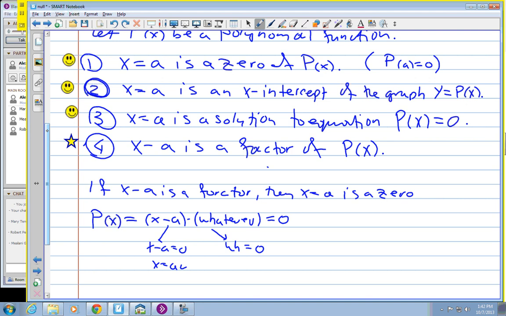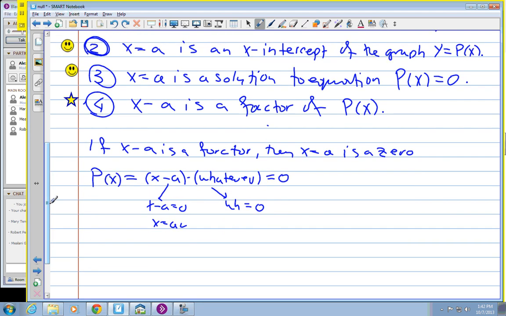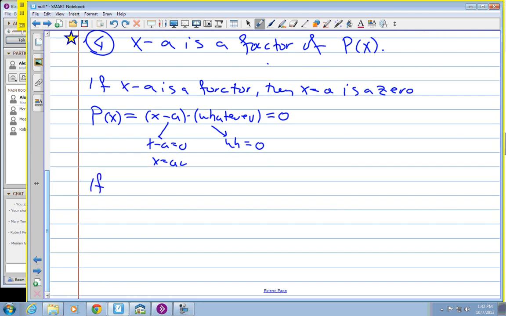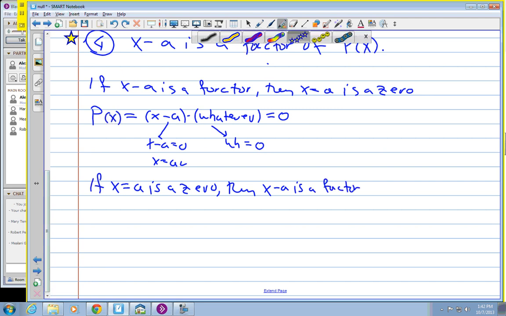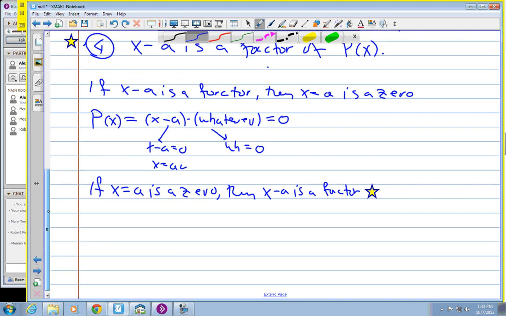So that's easy. Going the other way around is hard, because I also have to show that if x equals a is a zero, then x minus a is a factor, and that one we need to slow down and maybe wait a day or two to prove. But that's kind of a big result. That will allow us to factor and solve equations and things like that. But it is true. I don't have enough tools to show you yet, okay?